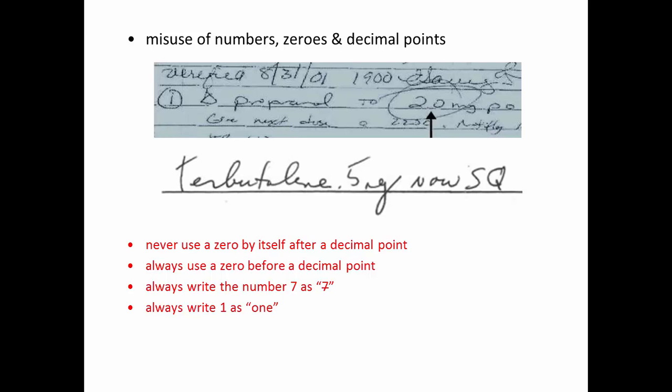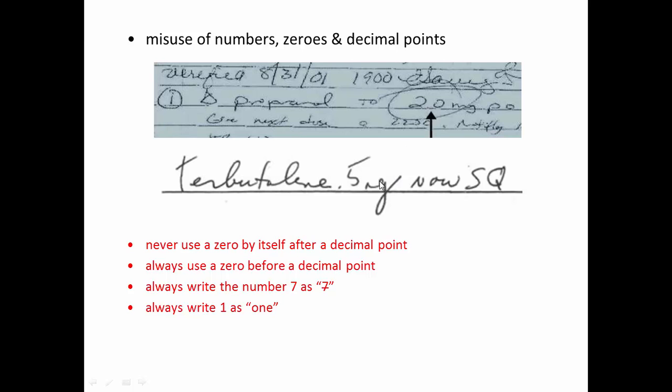A really important thing that we discussed earlier in the year was the use of zeros and decimal points. For example, in this top order, which was an actual medication error, it says 2.0 milligrams by mouth, but because the 0 followed the decimal point, and we lost the decimal point in the lined paper, this person was given 20 milligrams instead of 2 milligrams. So the rule is to never use a 0 by itself after a decimal point.